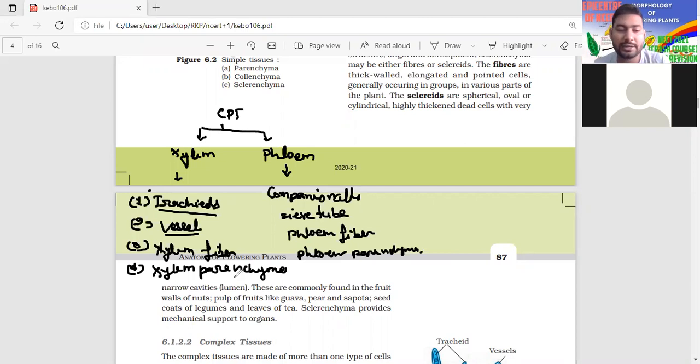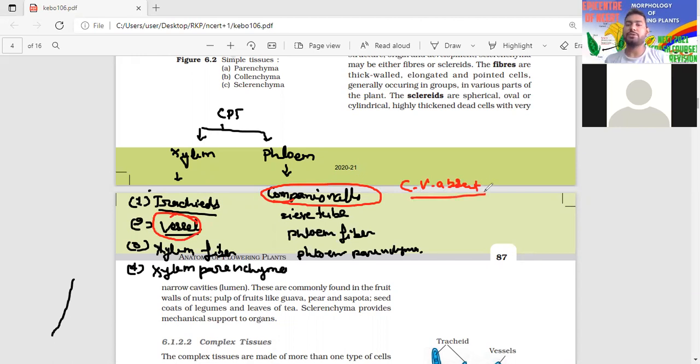In xylem, what is absent? Vessel is absent. In the case of the xylem, vessels are absent, while in phloem, companion cells are absent. Okay, CC absent, which is not found in the Pteridophyta and gymnosperm. So this is the characteristic picture.